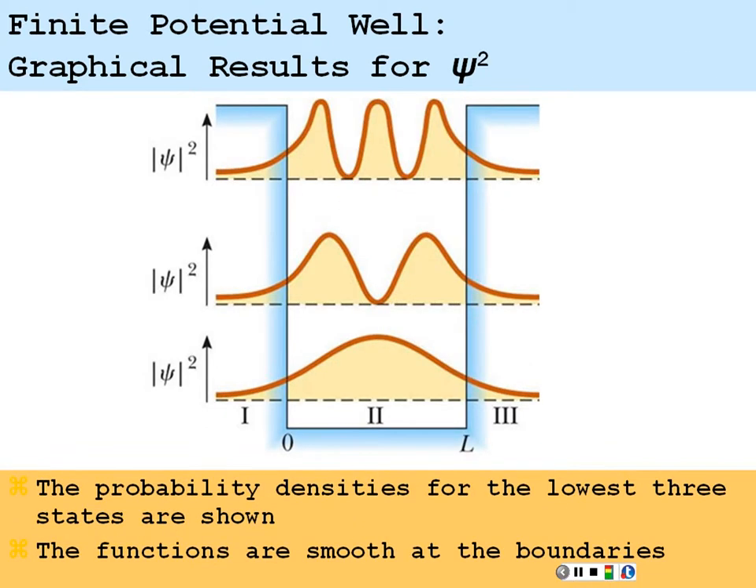Here's a finite potential well, graphical results for our probability density. And again, it looks very similar to what we had for the infinite potential well, but again, there is a finite probability that the particle can be found outside of the box, smooth at boundaries.